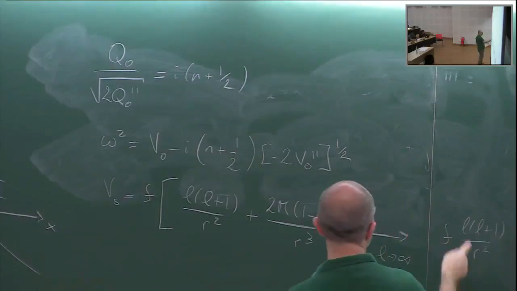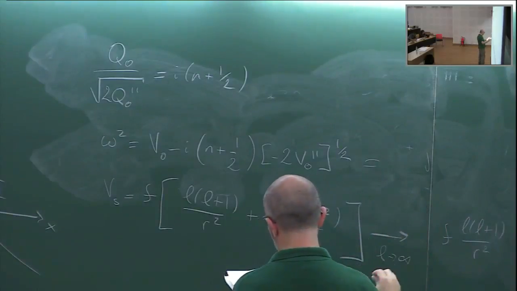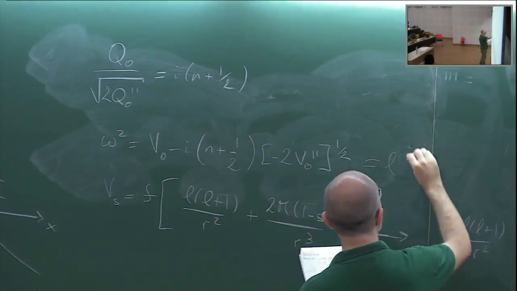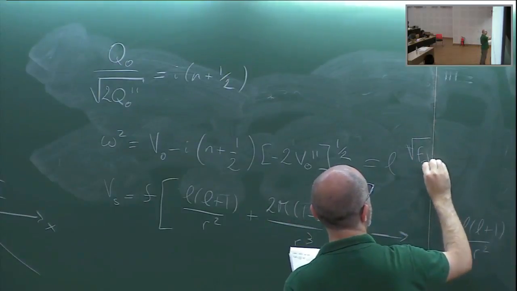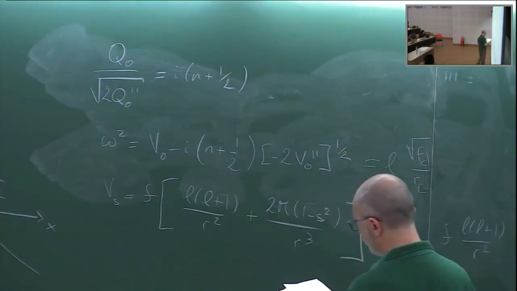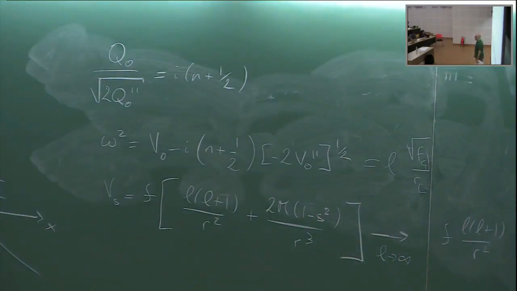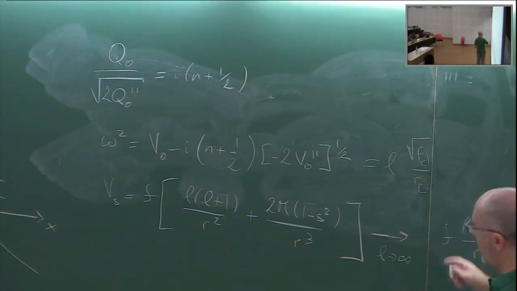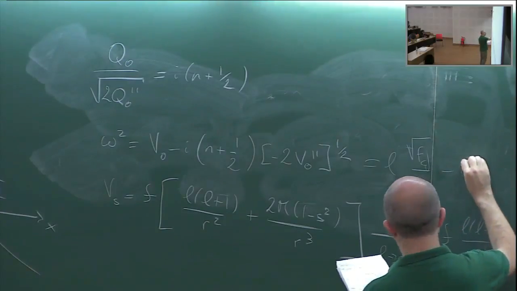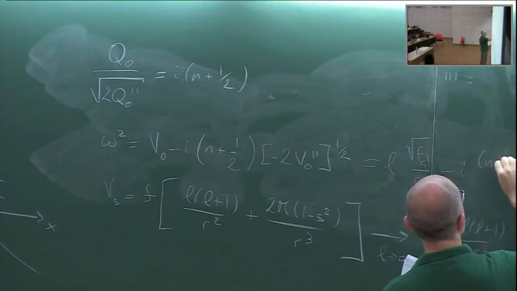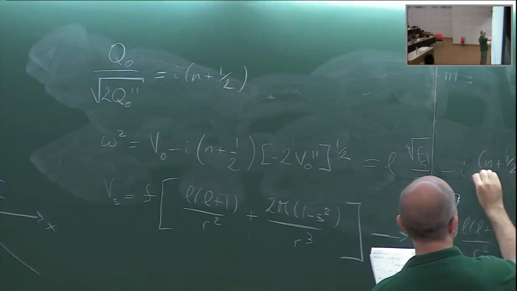And in fact, if you plug in this expression here, you will find that you get L square root of F_C over R_C, where R_C denotes the location of, it's 3M, the location of the photon ring, the unstable circular orbit, that's why the C. And you get an imaginary part which is n plus 1/2 over square root of 2.